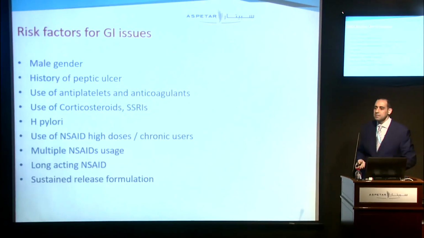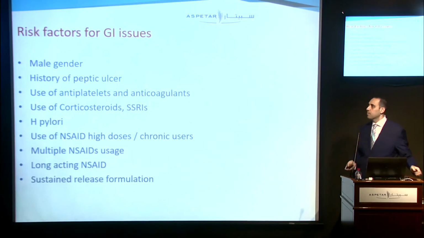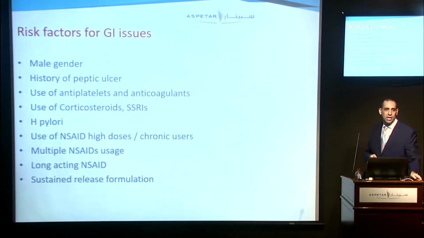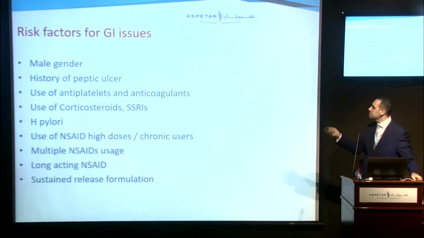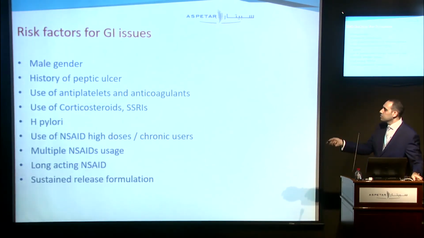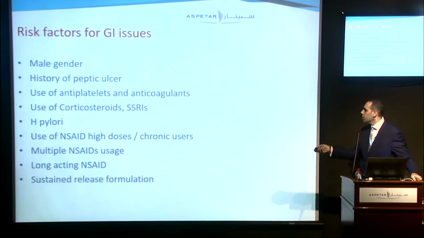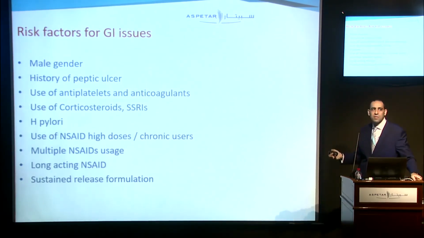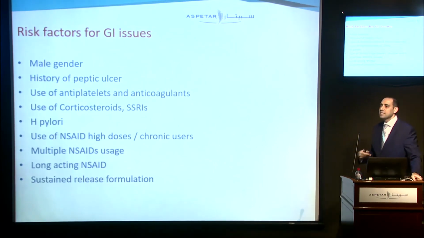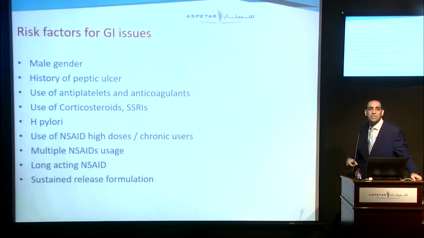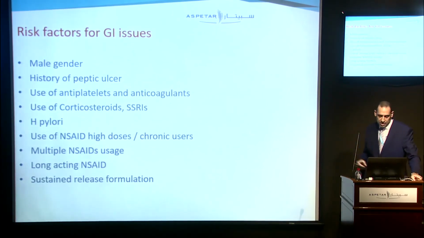These are the risk factors that, if they are present, will increase the risk for GI complications. I'm not going to mention all of them. Well, I'm going to mention a few that actually match the criteria of our athletes: male gender. We have the use of NSAID at high doses, multiple NSAID usage. As I said before, more than 10% use more than one NSAID at the same time. Long-acting NSAIDs, and this is common with some medications like piroxicam, which has a long half-life, more than 57 hours. And again, sustained release formulation rather than immediate release formulation.